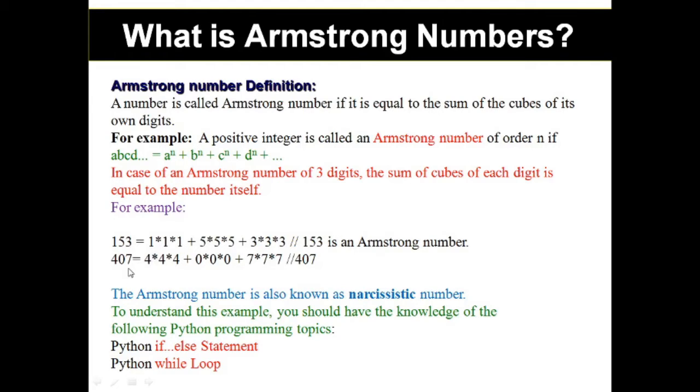If you consider another example, 407, in this case also the cube of the first digit 4, 4 into 4 into 4, is 64. The cube of the second digit 0 is again 0. Plus the cube of the third digit 7, 7 into 7 into 7, becomes 343. 343 plus 64 becomes 407. That means 407 is also an Armstrong number. The Armstrong number is also known as a narcissistic number.